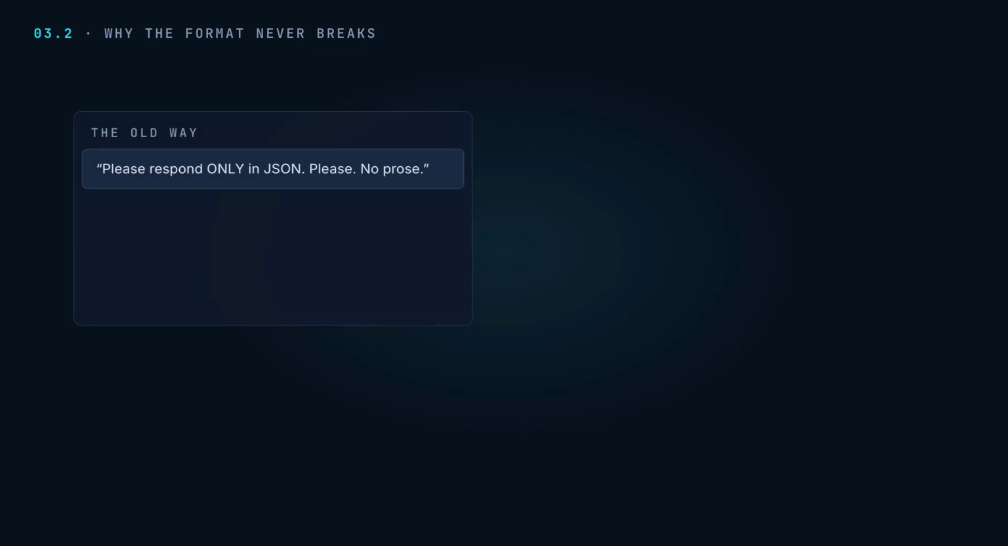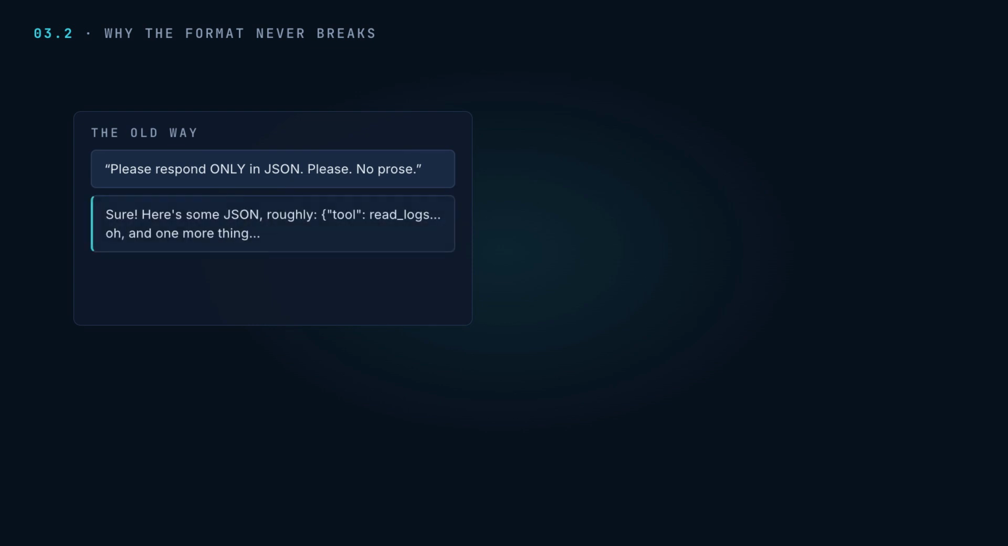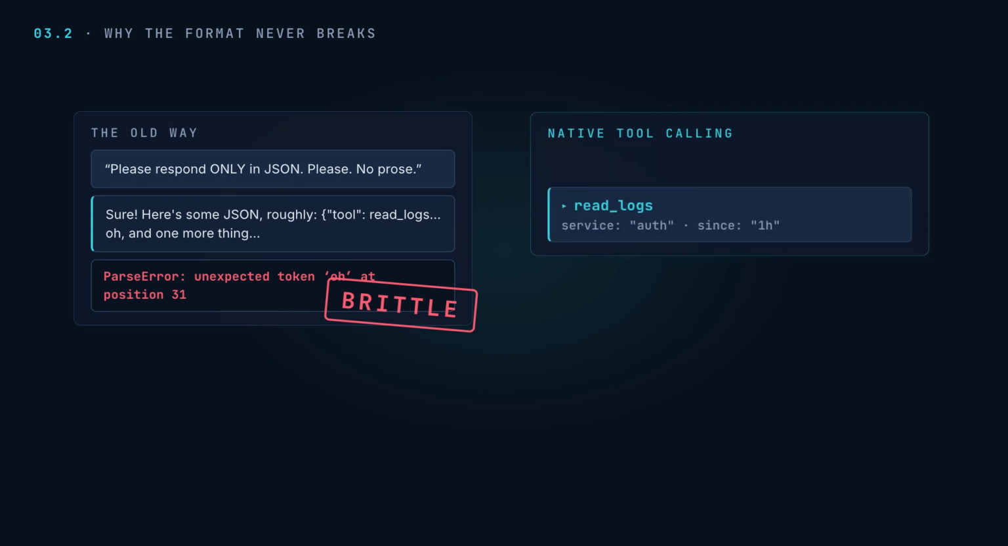Section 3.2. Why the format never breaks. So, why is the JSON always valid? Because it's trained, not hoped for. In the early days, you begged in the prompt, please respond only in JSON. Then, you parsed whatever prose came back and prayed. It broke constantly. Native tool calling ended that with two moves.